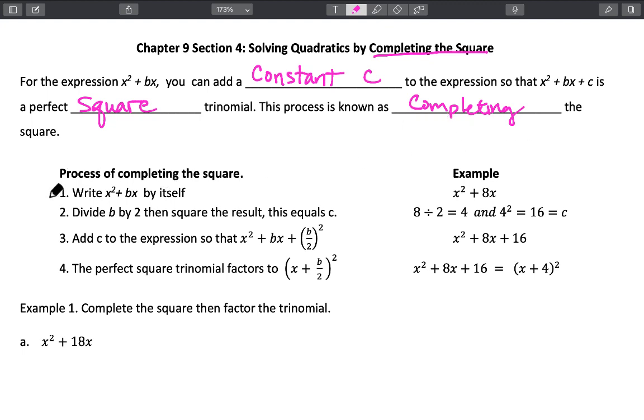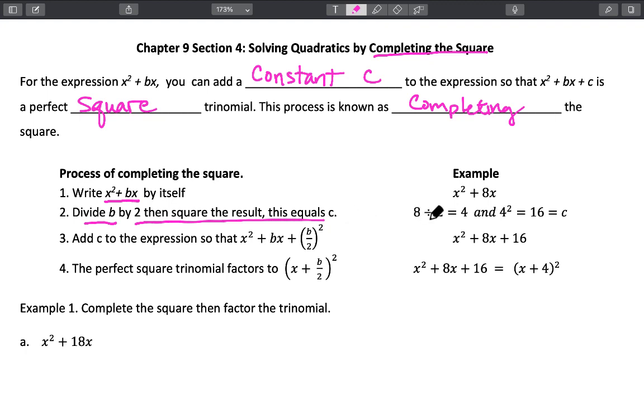So here are the steps. We're going to write our quadratic with just our quadratic term and its linear term. So that's just the two terms that have an x in them. Get those by themselves, such as x squared plus 8x. Next, we're going to take that b number, that number in front of my x, and then we are going to divide it in two and square it. That result is the c term.